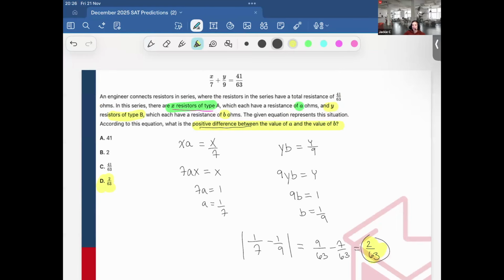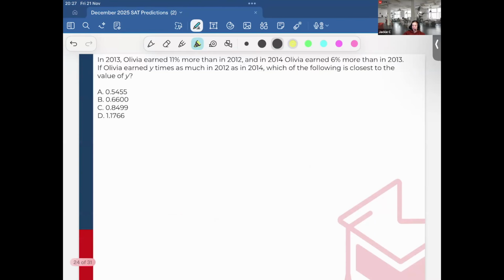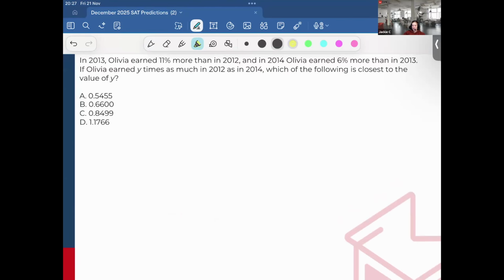Amazing. Okay, so next concept up that I believe you should feel really comfortable with, for sure you're going to see percentages in some capacity on the exam. So let's take a look at the two problems you want to feel really comfortable with. Okay, this one. In 2013, Olivia earned 11% more than in 2012, and in 2014, Olivia earned 6% more than in 2013. If Olivia earned y times as much in 2012 as in 2014, which of the following is closest to the value of y?